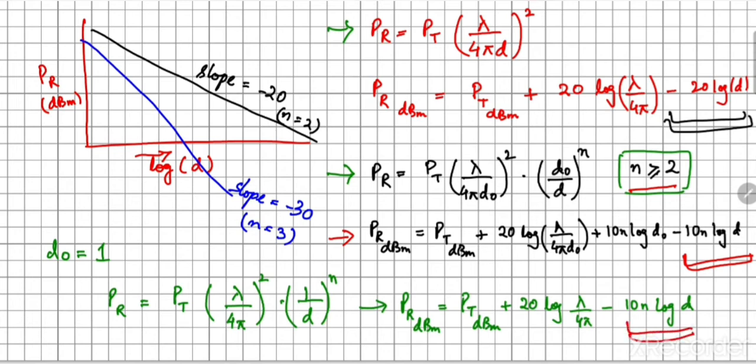And now if you compare this expression with the expression for the free space path loss, you will see that the only difference between the two expressions is this factor of n here, 10n, which eventually leads to slopes of, for instance, minus 30 for n equal to 3. For n equal to 4, the slope will be minus 40, and so on. So as the built-up area or the density of the obstacles in the environment increases, the received power decreases much more rapidly with the increasing distance, which is very intuitive.